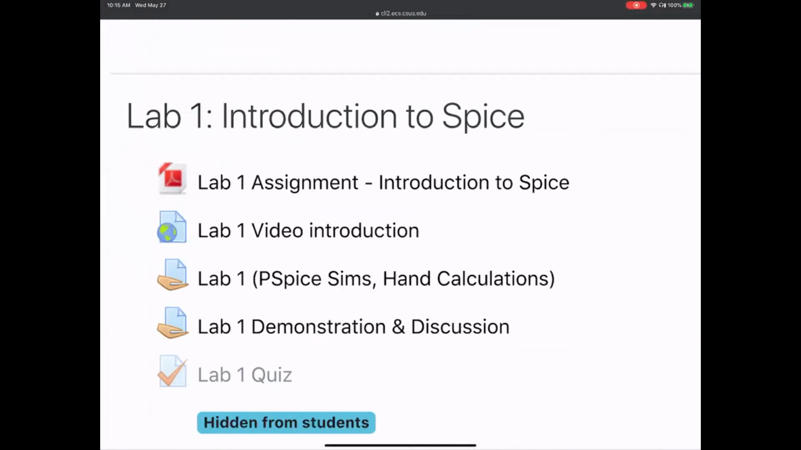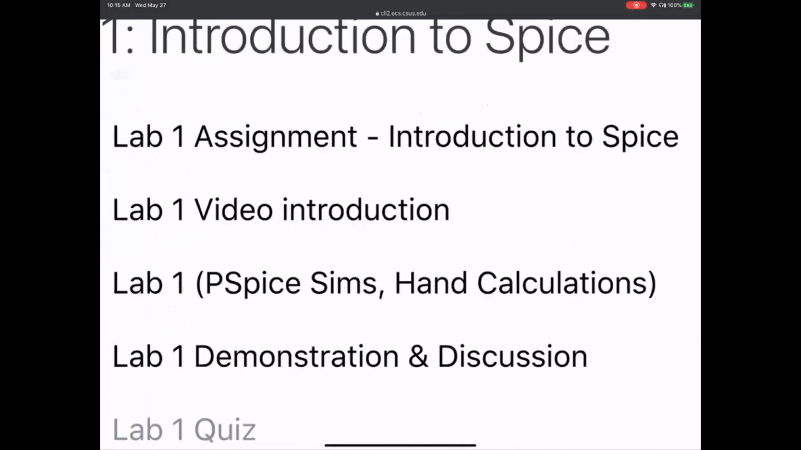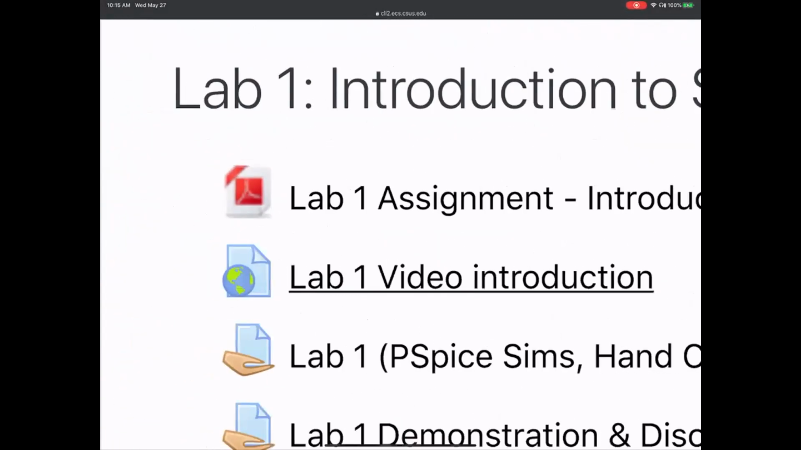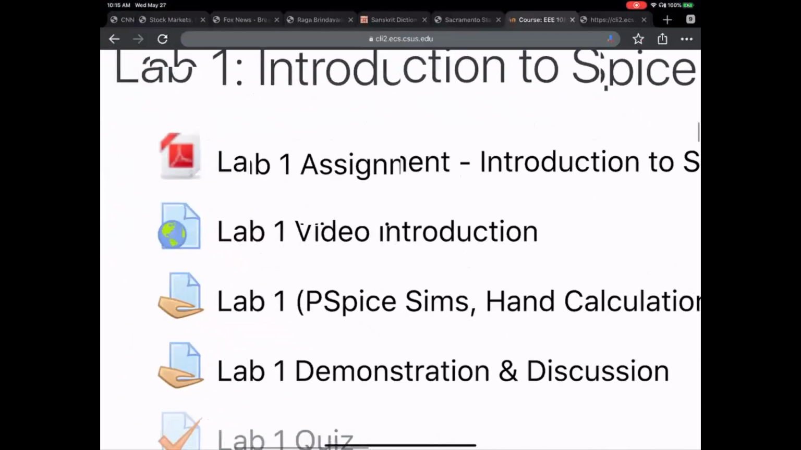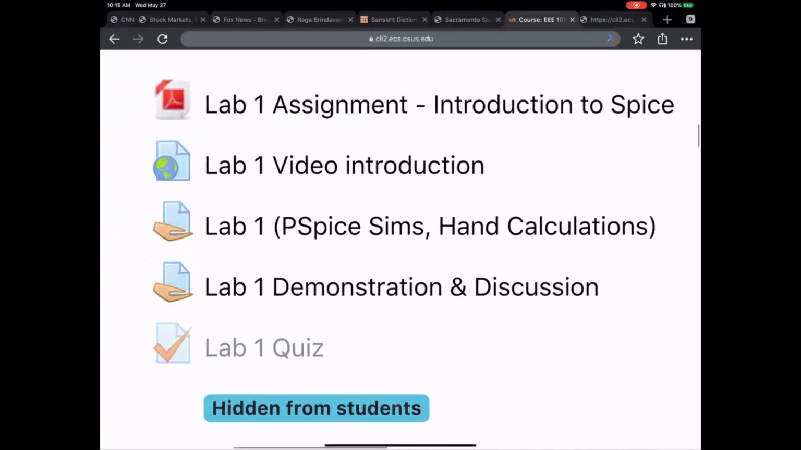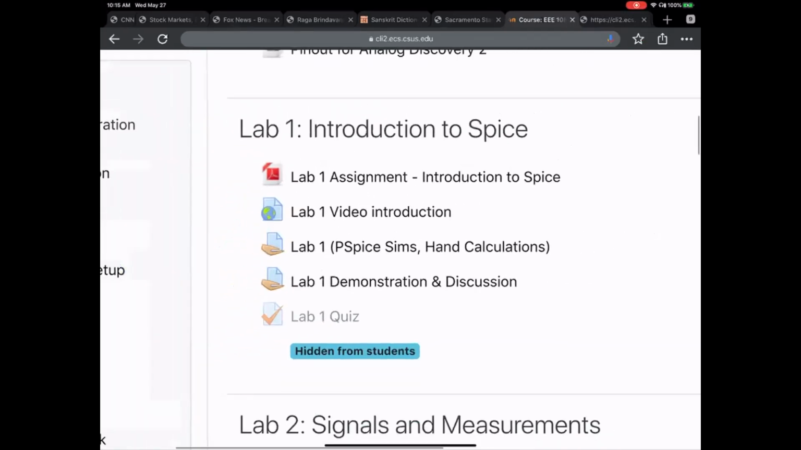So that's your pre-lab. That is where you will submit your PDF document. Lab 1 PSpice simulations. Lab 1 demonstration and discussion. You don't have to submit anything for that. I'm going to grade based on your demonstration. So make sure you have access to a camera and make sure you divide the work between your partner and yourself. Questions, please.